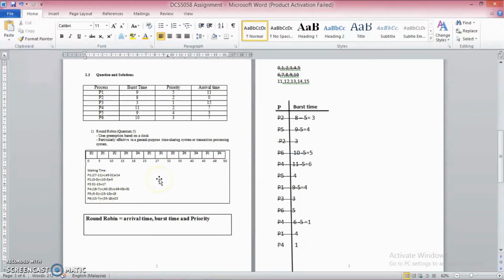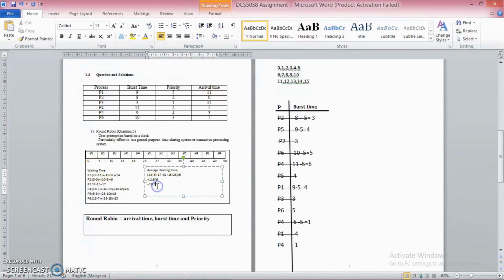And then to find the average waiting time, you have to add all of these waiting times, and also you have to divide by 6. Why 6? Because we have 6 processes here. And 116 is the total waiting time. And 116 divided by 6, you will get 18.5 milliseconds as the average waiting time.